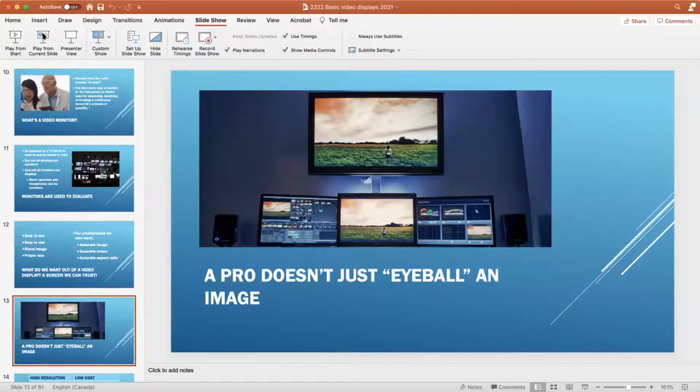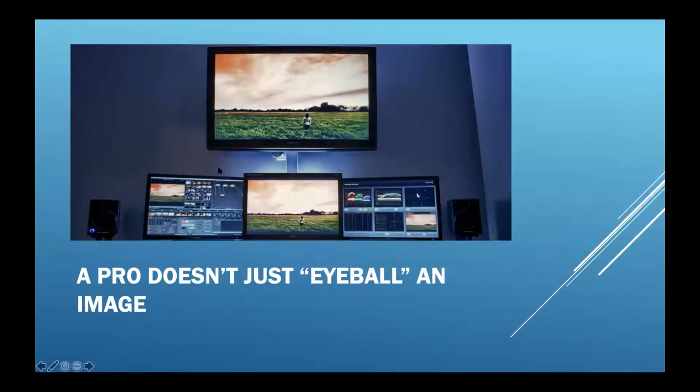Play from here. Okay, so now we've seen a little bit about how the pixels are put together. Just keep in mind that a pro doesn't just eyeball an image. A pro needs to know for sure that things are the same, because remember, I'd like to sort of use the analogy that we're scientists of video. And so a scientist wants to make sure that whatever experiment that they've just done, they can do again.